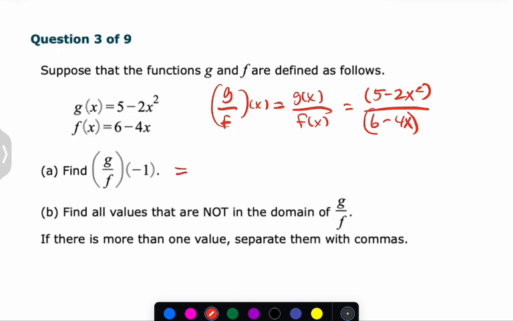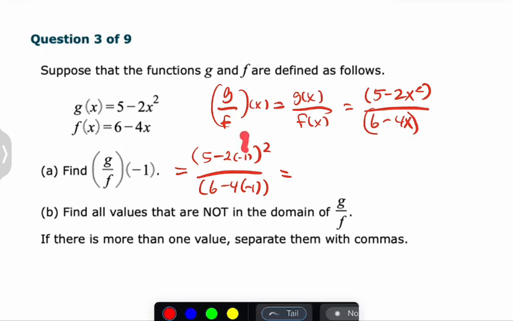If we input -1 into the g function, we get 5 minus 2 times -1 squared. If we input -1 into our f function, we get 6 minus 4 times -1. -1 squared is 1, so that's a positive 1. But when it multiplies by -2, it's a -2.